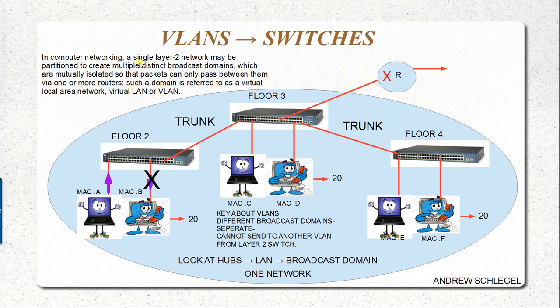In computer networking, a single layer 2 network may be partitioned to create multiple distinct broadcast domains, which are mutually isolated so that packets can only pass between them via one or more routers. Such a domain is referred to as a virtual local area network, a virtual LAN, or a VLAN.